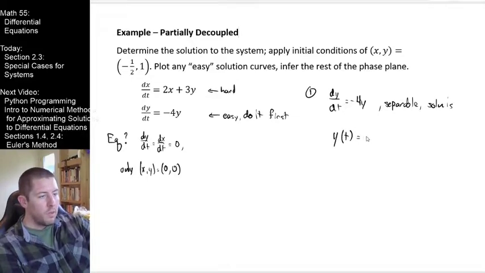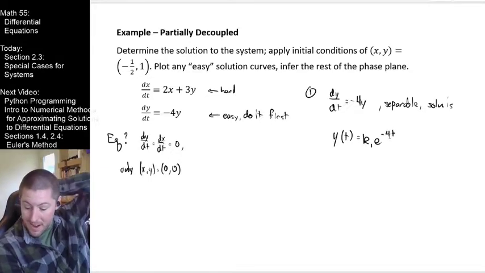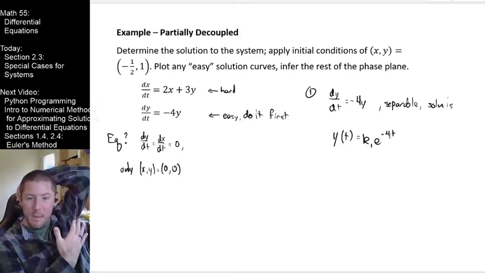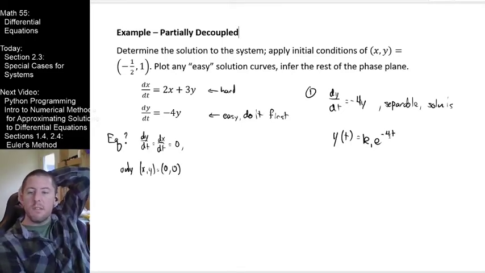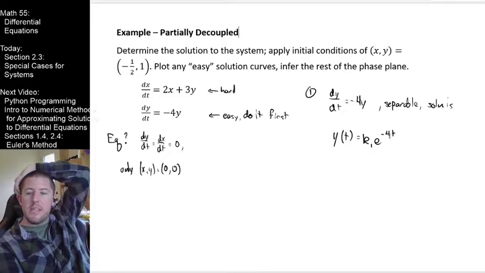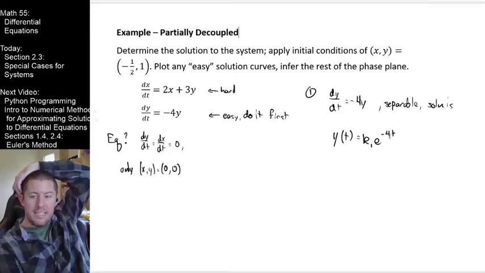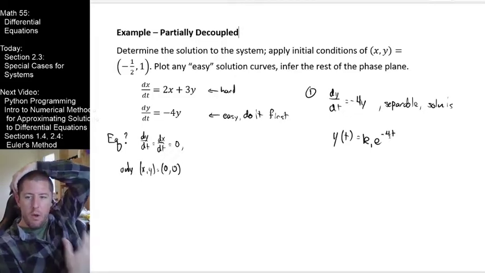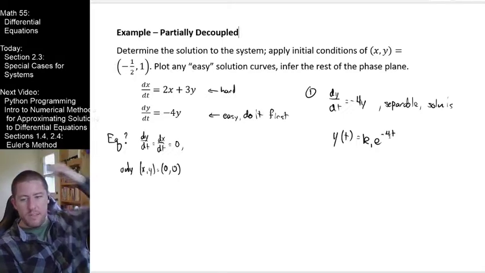Y of t equals k, we'll call this k1 e to the negative 4t right there. There's nothing special to say about that. I'm asking you, what's the function y of t where when you take the derivative, you get back y times negative 4? You know that that's an exponential. You've done enough calculus, you've taken enough derivatives.